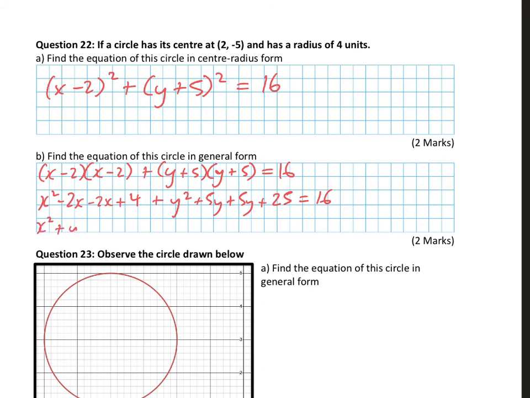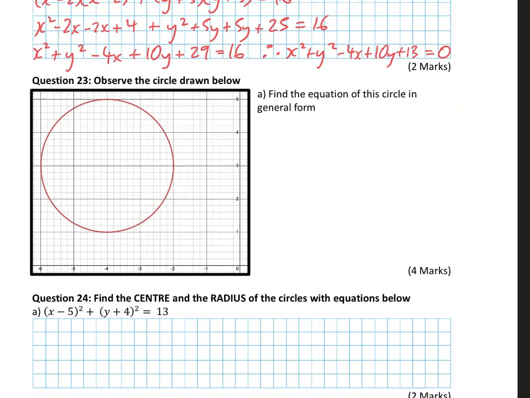X squared plus y squared. How many x's do I have? -4 x's. How many y's do I have? Plus 10 y. How many constants do I have? 25 plus 4, 29 equals 16. In general form, it has to equal 0. So x squared plus y squared, take 4x plus 10y. Take 16 from both sides. 29 take 16 is 13. So plus 13 equals 0.